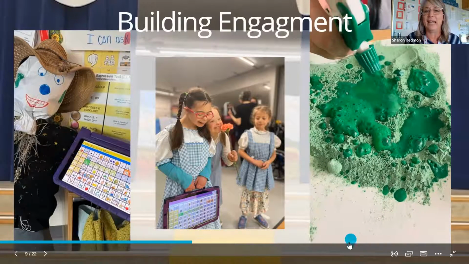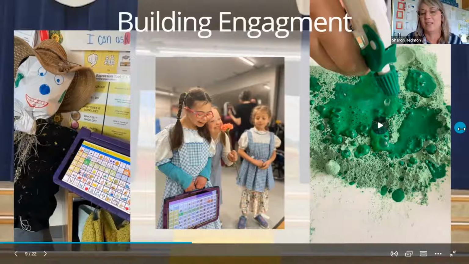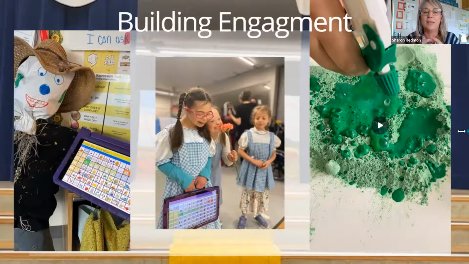We were building engagement. We were doing some science activities. And I loved this. We did cornstarch in green. This was more towards the end of our unit, where the witch starts melting. And so we were exploring the world of melting and what that looked like. And does it bubble? What happens when things melt? And so we did a cornstarch and vinegar experiment. And then just to make it fun, we added green paint into there so that it looked like the green witch was melting.